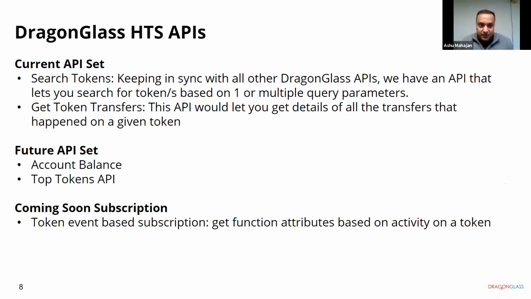In future, the API set that we are going to provide will be account balances and top token APIs. This is coming soon. When I say future, I mean a week or two. And finally, we are also going to provide the same event-based subscription as we provide for smart contracts, where for any event that happens on the token, you can get the updates immediately, and you can read a queue where the information would come in.